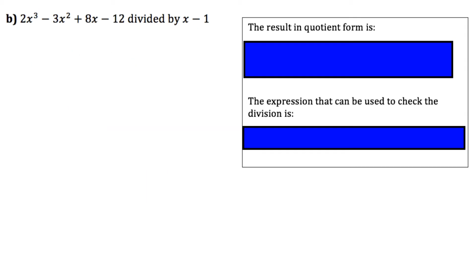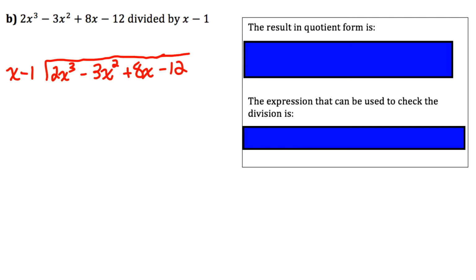Part B, let's try another one together. 2x cubed minus 3x squared plus 8x minus 12 divided by x minus 1. So we'll write the divisor outside of the table and the dividend underneath. And now we'll do our division. First term dividend divided by first term divisor. 2x cubed divided by x is 2x squared. Now we multiply that 2x squared by x minus 1.